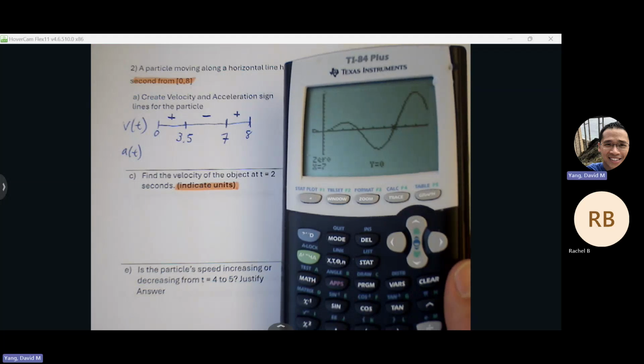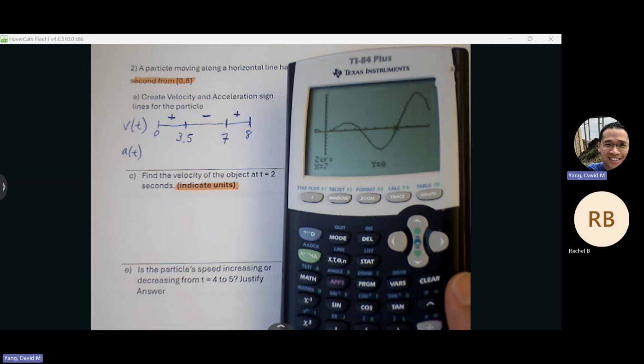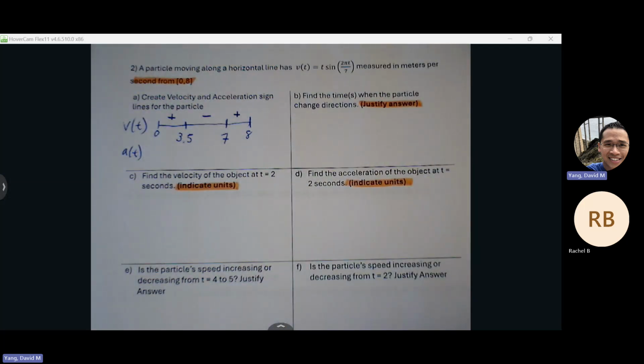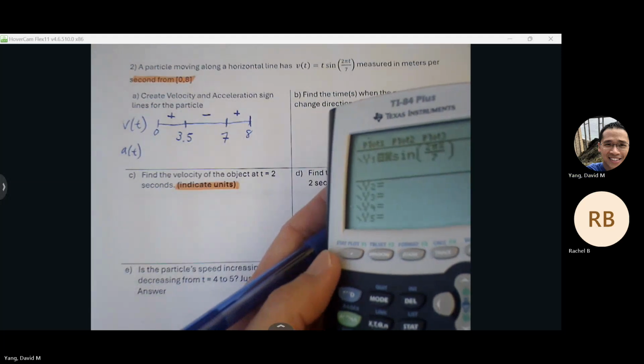I got 0 at 5.25. Hmm, I got my 0 at 5.25. Oh, he did. But I messed up here. 2.5. Oh, you know what I did? Yeah, it's cosine, so sine. Yeah, sine. Sorry.